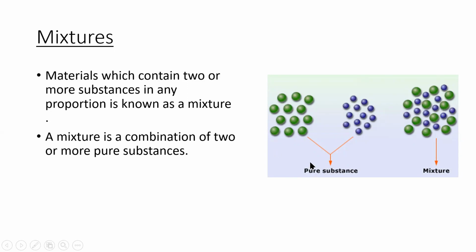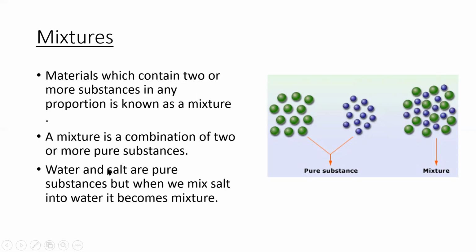Now see here in the diagram, the first pure substance is represented in the form of green molecules, while the other pure substance is represented in the form of purple colored molecules. So these two pure substances, when mixed together, as you can see in the third part of the diagram, that is a mixture. Example, if you consider water as one pure substance and salt as the other, and when we add salt to the water, we get salty water. So that is an example of a mixture.